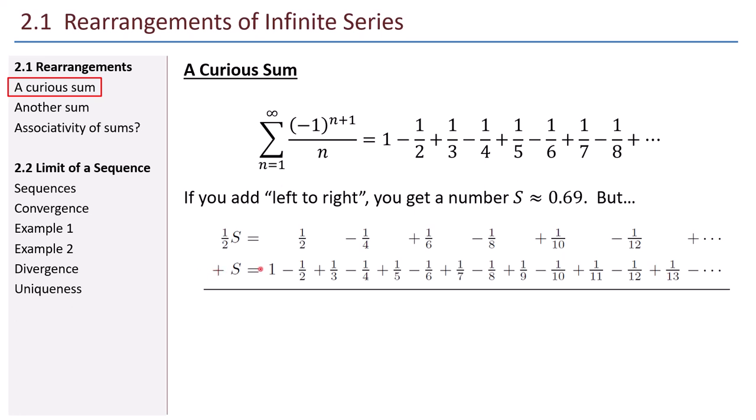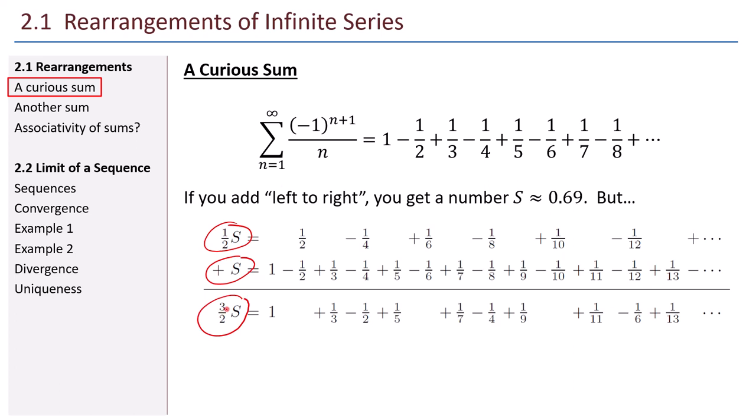Take our original sum, the thing that I had originally, 1 minus a half plus a third minus a fourth, and let's add these together. I'm just adding straight down, and of course, half s plus s equals 3/2 s. So I end up with something bigger. Adding straight down, 1 plus a third, minus a half, plus a fifth, the sixths cancel out, plus a seventh, and so on.